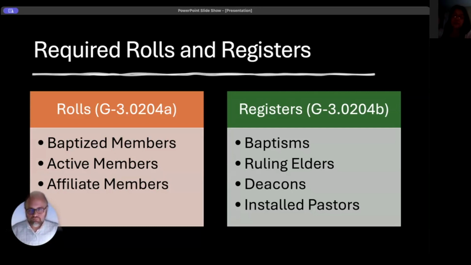Maybe you misunderstood me. The change happened about 12 years ago. You are no longer required to keep an inactive roll, but you can. You may keep an inactive roll, but you are not required to. Okay, thank you. Any other rolls and registers questions?